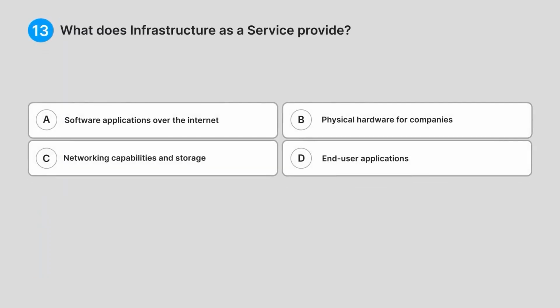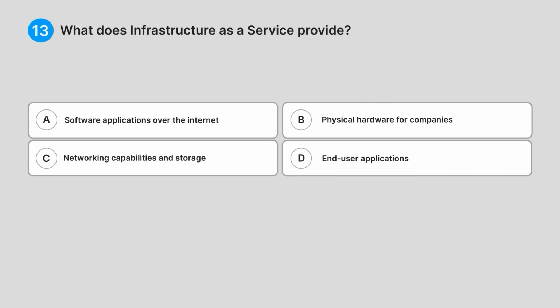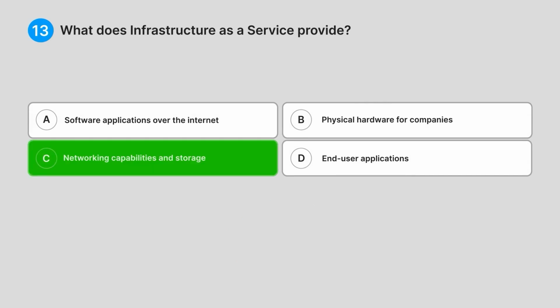13. What does infrastructure as a service provide? A. Software applications over the internet. B. Physical hardware for companies. C. Networking capabilities and storage. D. End-user applications. What do you think is the answer? Correct answer, C. Networking capabilities and storage.